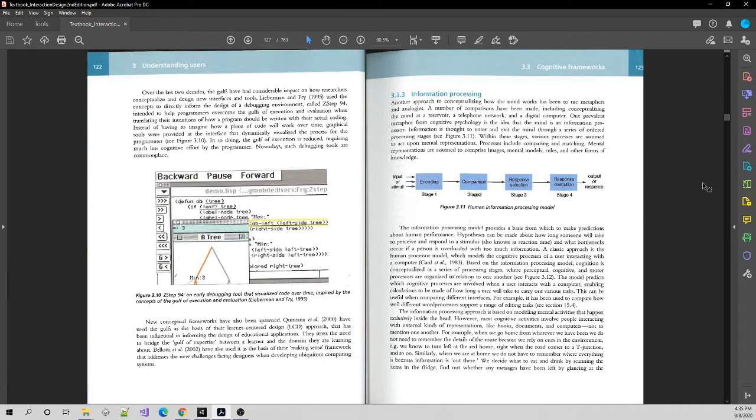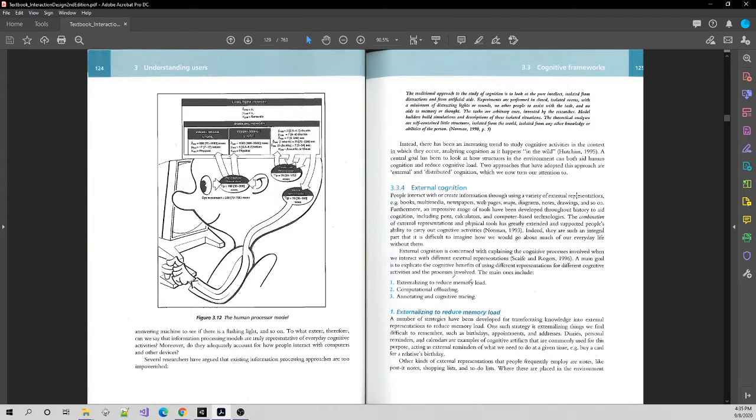Information processing, how a user processes. I've talked a lot about this sensory information. It comes through comparison of where they think they're at, eliciting a response and executing on an action. This is interesting: you can look at the amount of information that we can process at different stages and the speed it takes. But I really wanted to end this on external cognition, which is that people interact with or create information through using a variety of external representations.